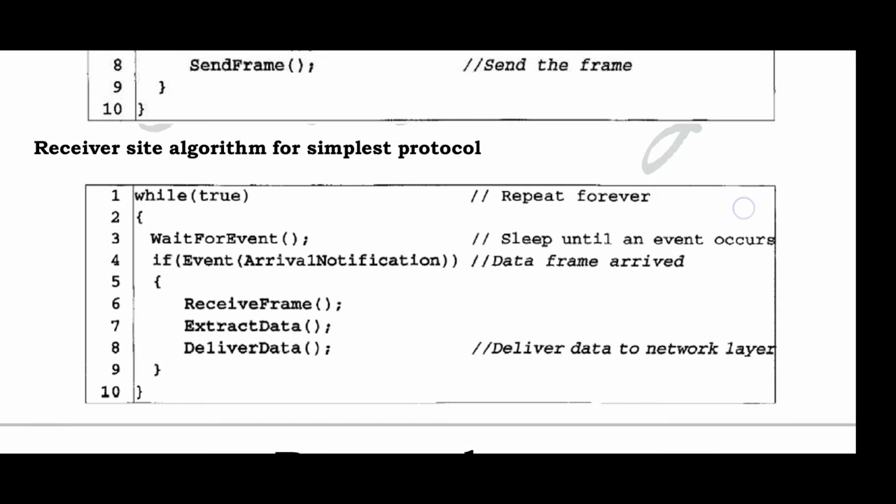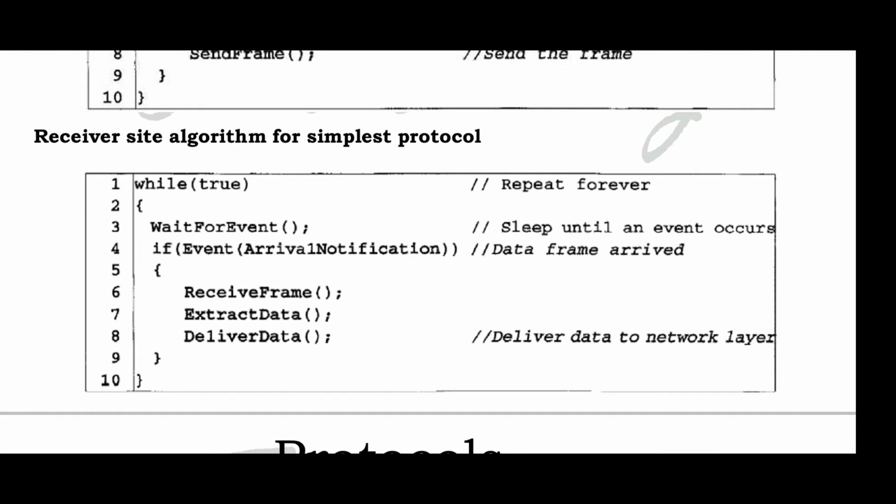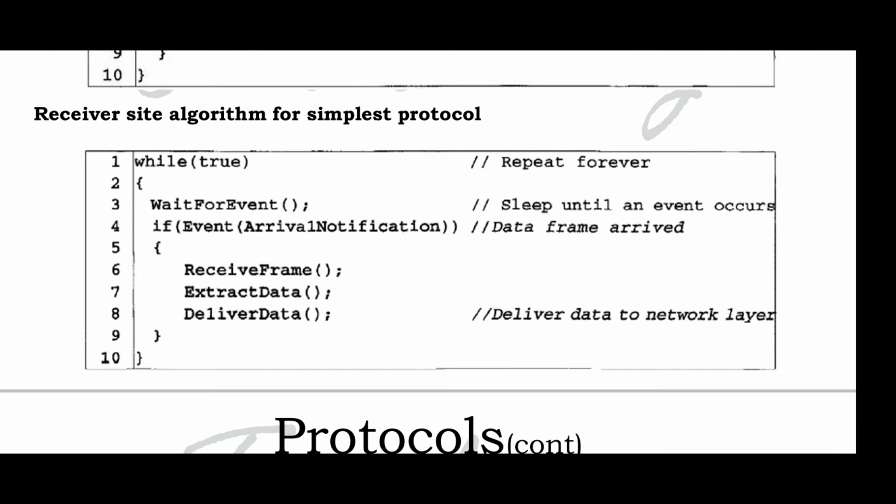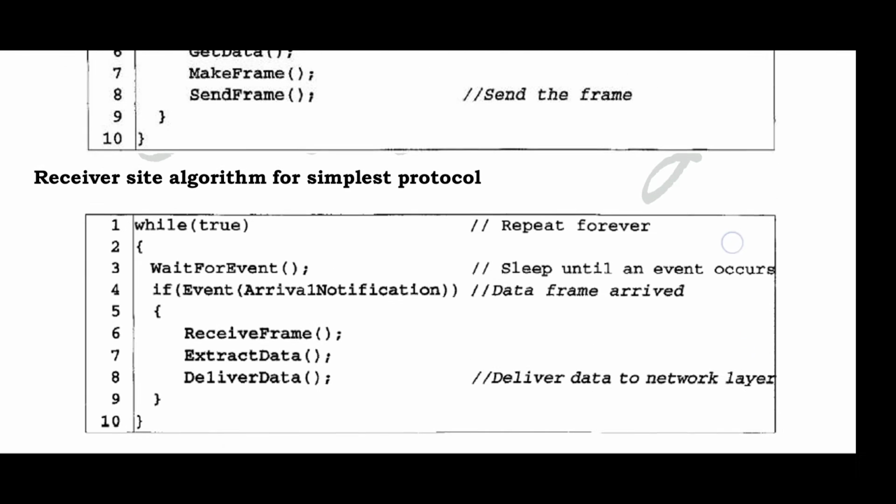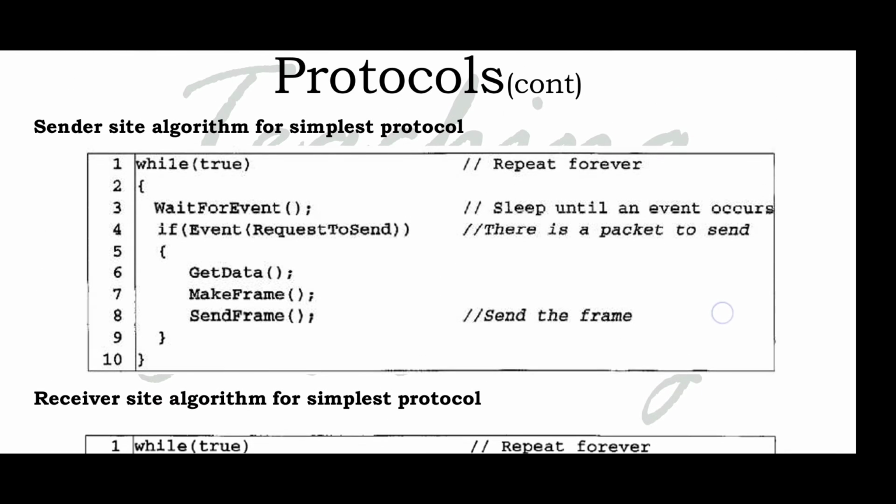And on the receiver side, the same thing happens. It is waiting for an update from the physical layer of the sender side, and if the arrival notification event occurs on the receiver side, it will receive the frame, extract the data and deliver the data. So this is the algorithm for the sender side and the receiver side.